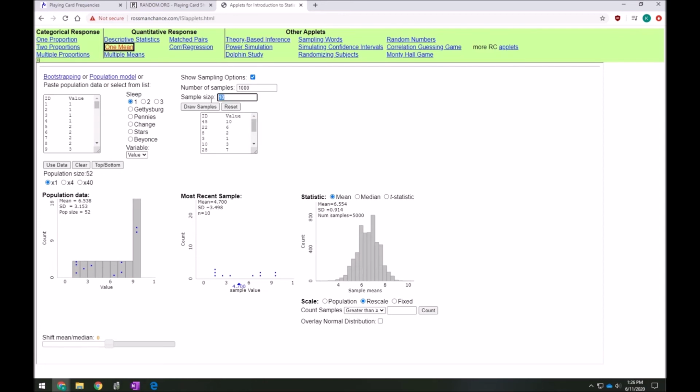Okay, what happens if I increase this to, imagine selecting 20 cards out of the deck and then computing an average?